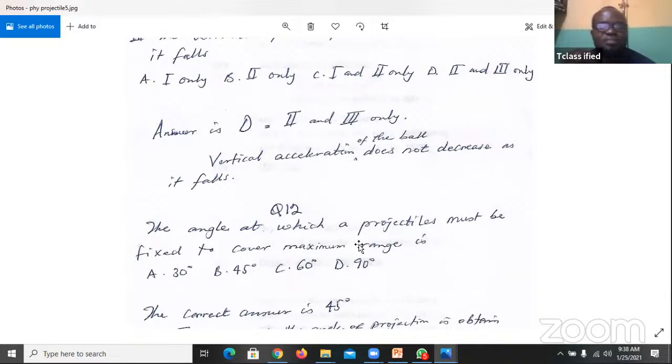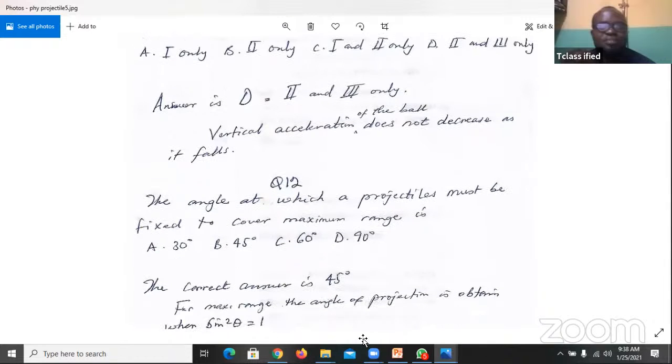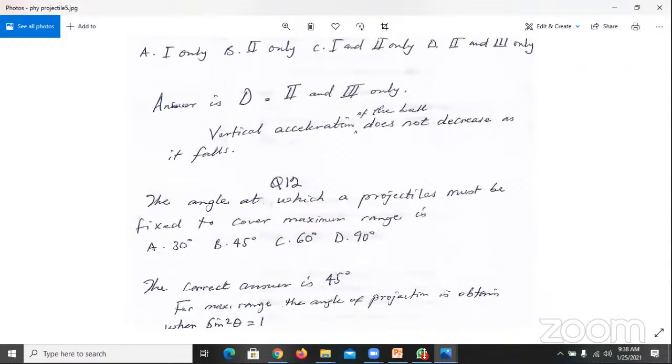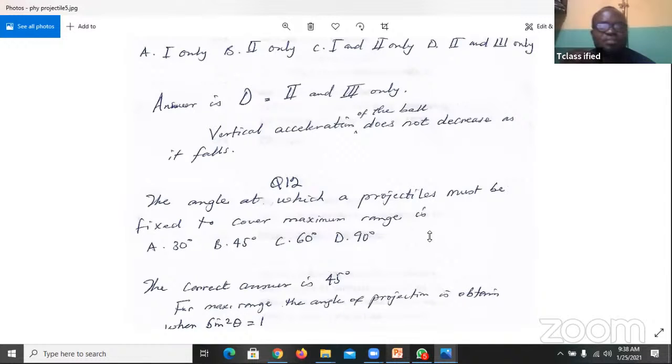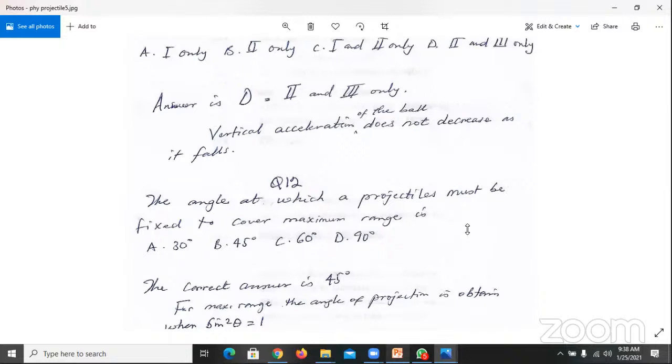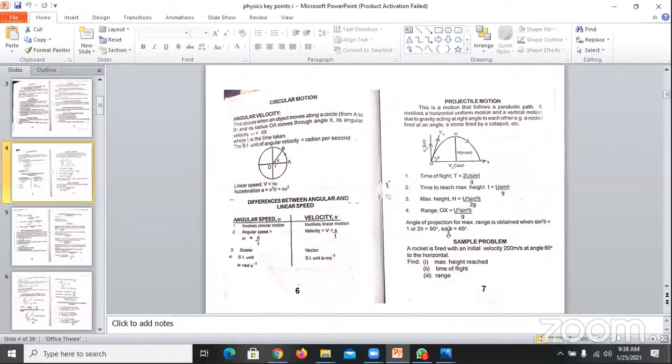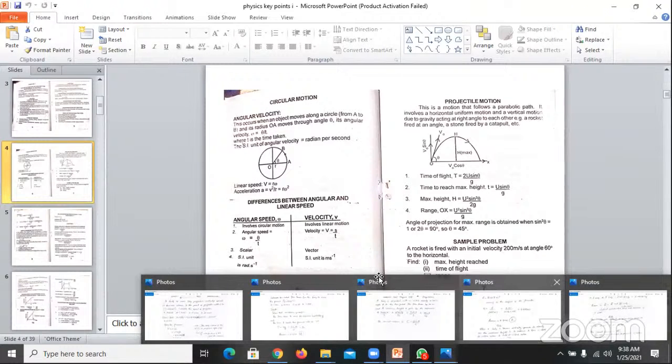For you to have maximum range, the angle of projection should be 45 degrees, because sine 2 theta should be equal to 1. So you can see it here. Sine 2 theta should be equal to 1, so that you have maximum range. It should be option B, okay?